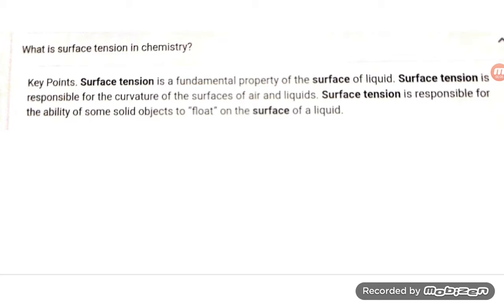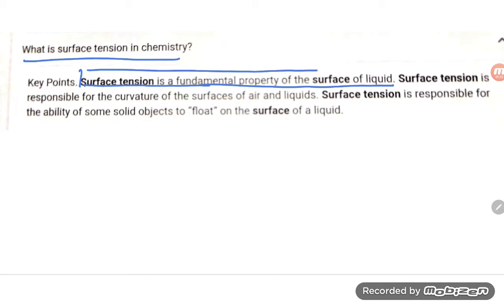Okay, so we will solve some problems and we will try to define it easily. What is surface tension in chemistry? Surface tension is a fundamental property of the surface of a liquid.